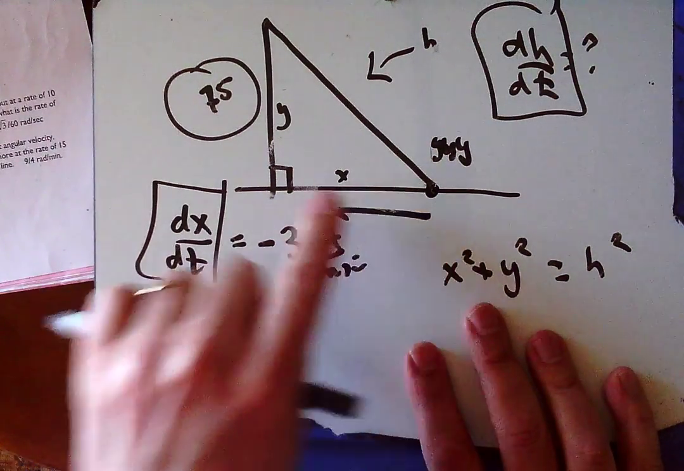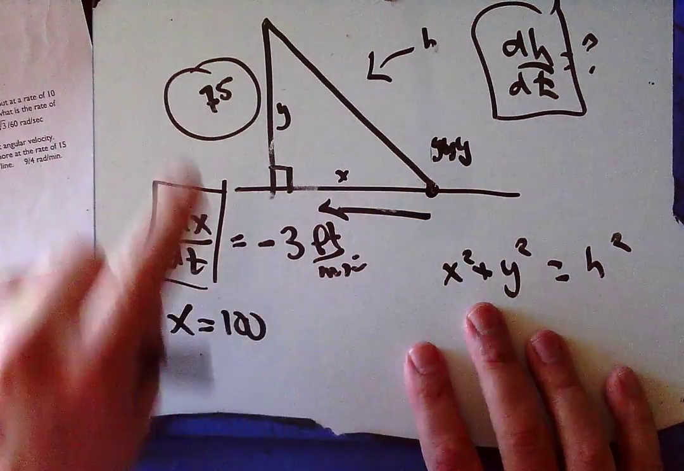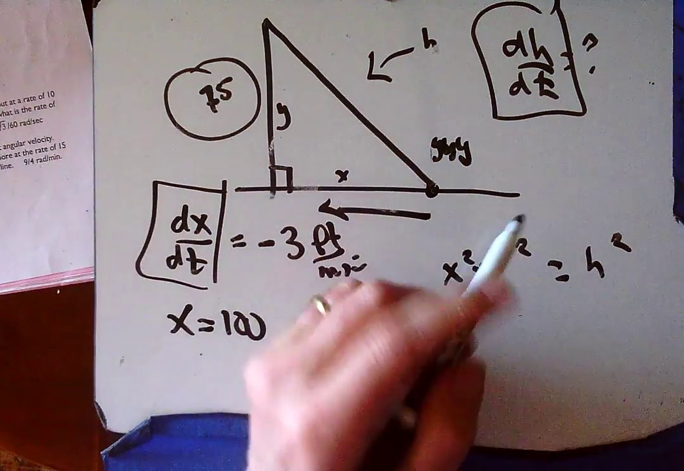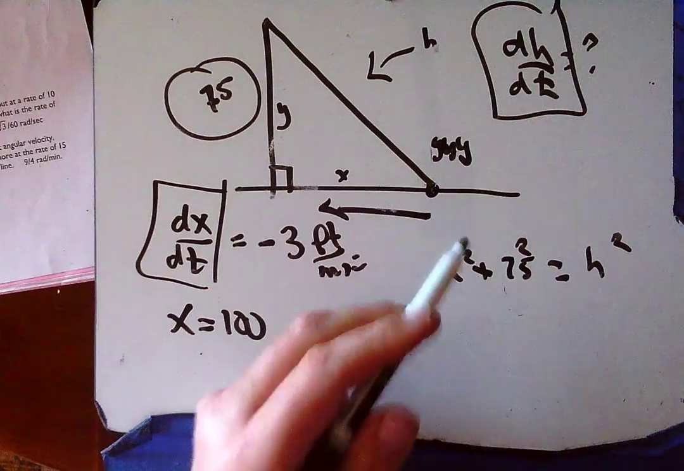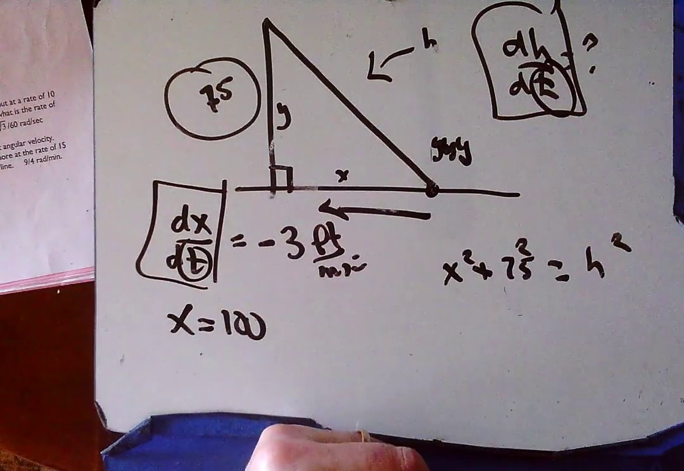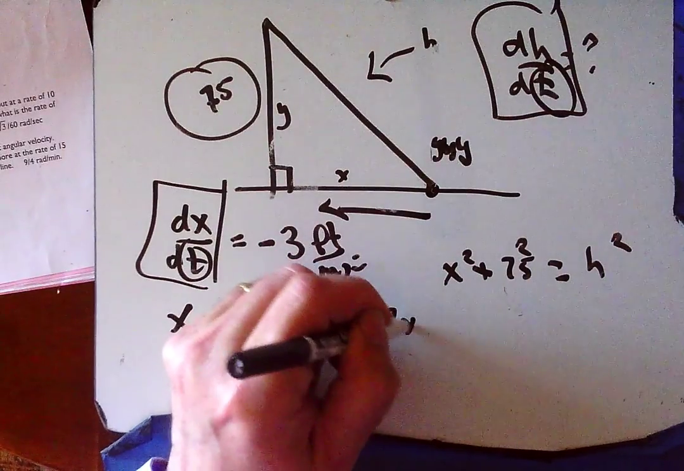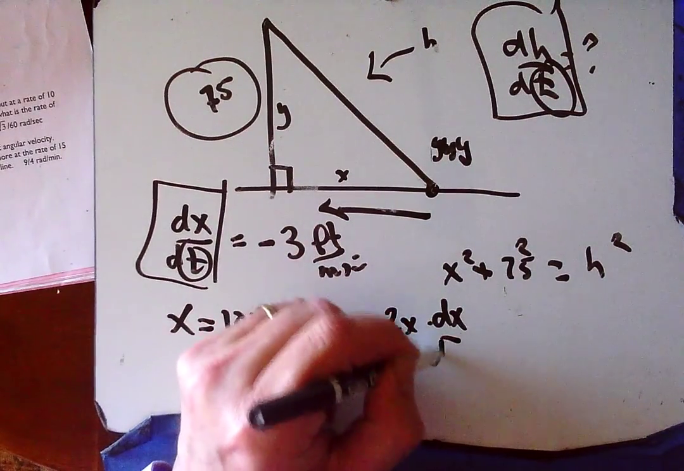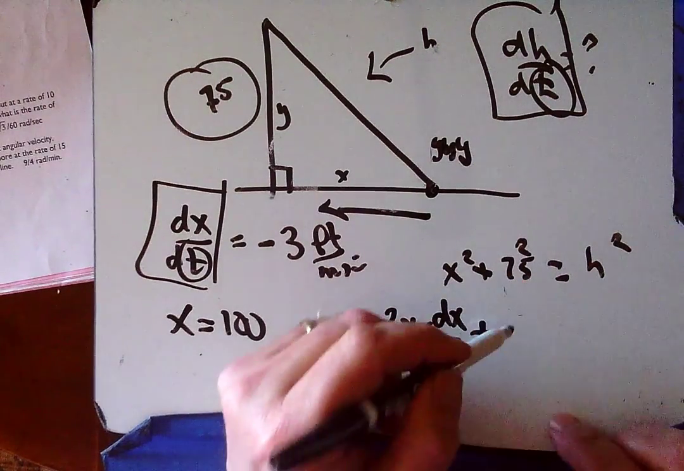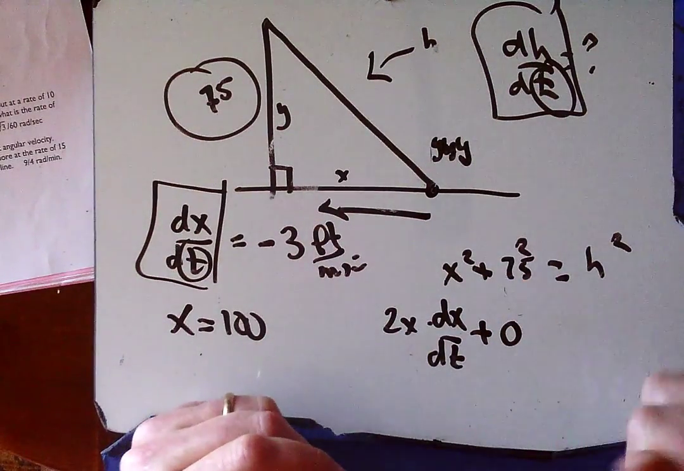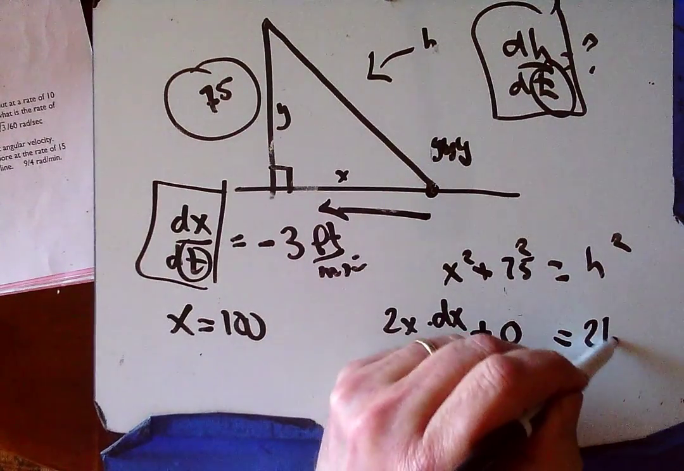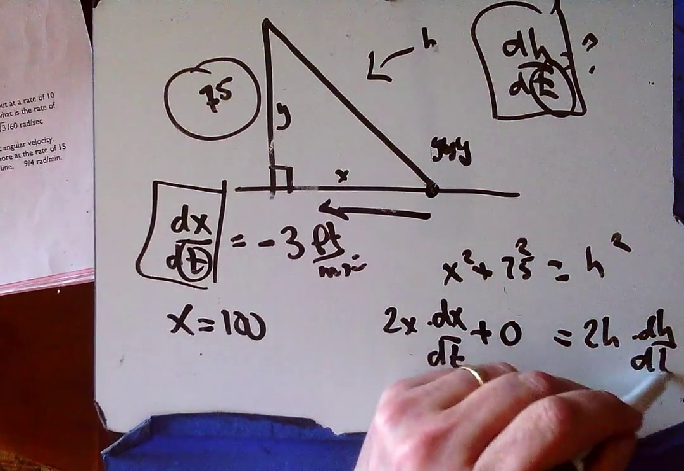As he gets closer, x gets smaller. But this is staying the same. So we're plugging in the 75 here, and we're saying, okay, let's take the derivative with respect to, looks like time in this problem. So I've got 2x dx/dt plus, and the derivative of this number, please say 0. Please don't bring the 2 down. Just say 0. And over here, 2h dh/dt.